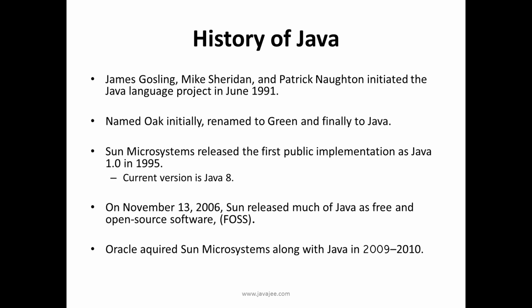On November 13, 2006, Sun released much of Java as free and open source software. And in 2009-2010, Oracle acquired Sun Microsystems along with Java. So, Oracle is the current owner of the Java programming language.